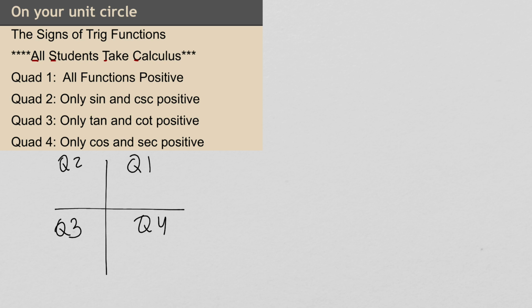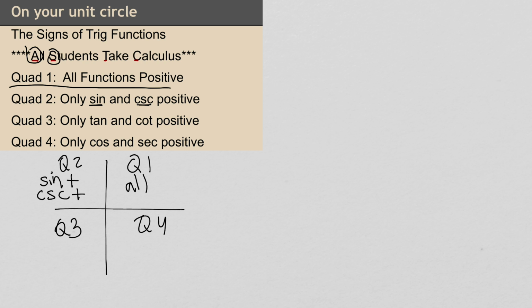Because the first word is all, which stands for A, all of the functions, sine, cosine, and tangent, are positive. And if you notice, all of their reciprocals, so everything is positive. So I'm just going to write all. In quadrant 2, only sine, because of the S in students, only sine and its reciprocal cosecant is positive. So I'm going to say sine positive, cosecant positive.